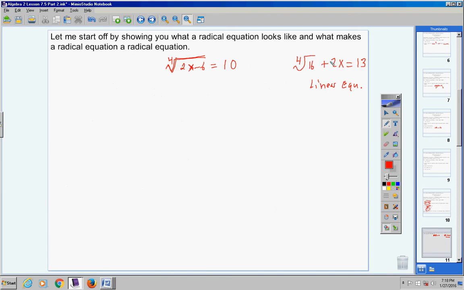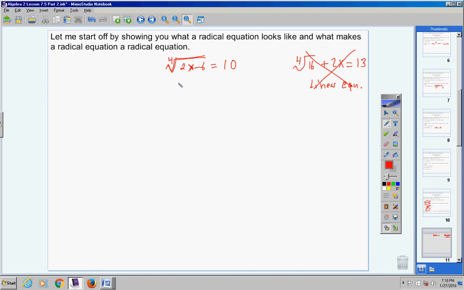On this example here, is the x under the radical? Well, of course not, it's over here. The only thing under the radical is a 16. This is not a radical equation, but this is. So what is a radical equation? It's an equation in which the unknown is inside the radical.